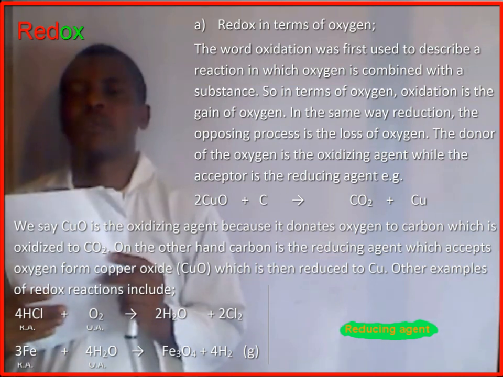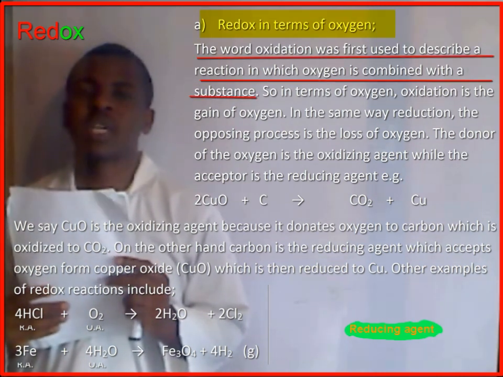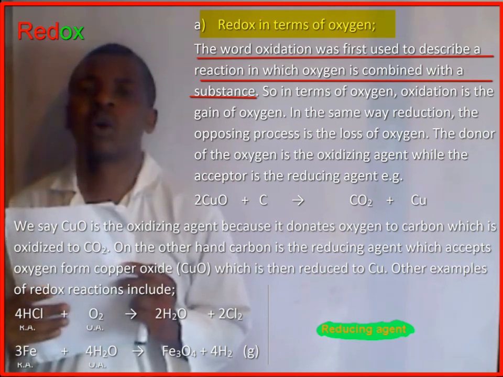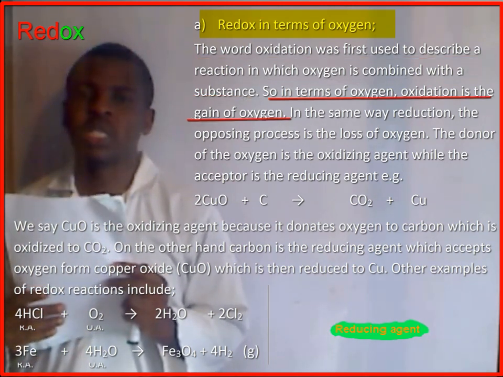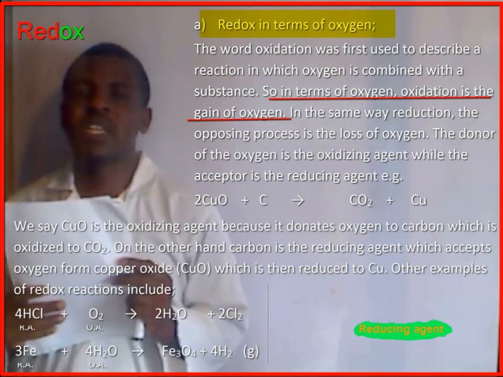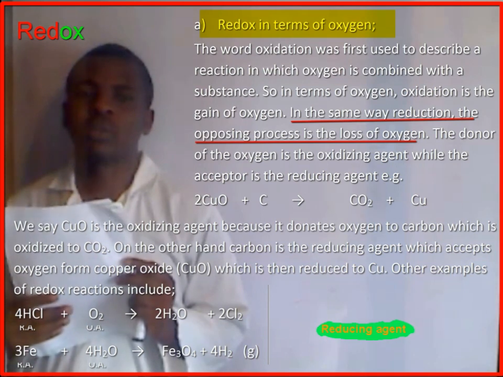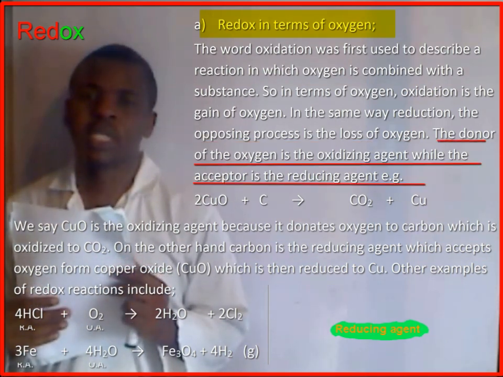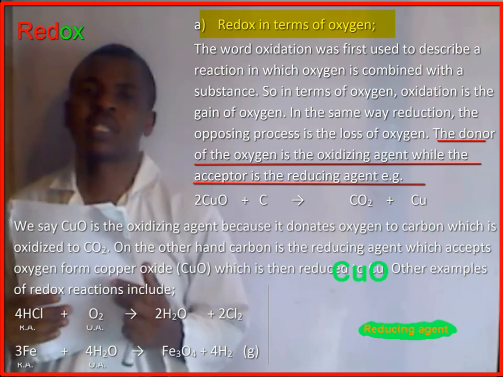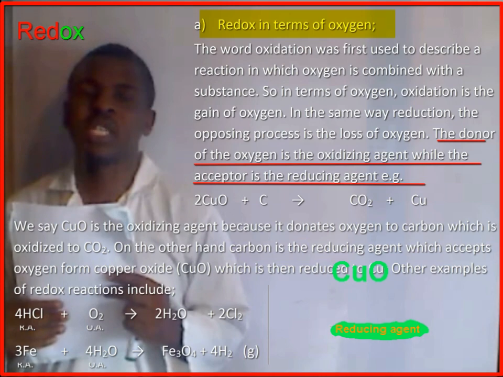Redox in terms of oxygen. The word oxidation was first used to describe a reaction in which oxygen is combined with a substance. So in terms of oxygen, oxidation is a gain of oxygen. In the same way, reduction, the opposing process, is the loss of oxygen. The donor of oxygen is the oxidizing agent, while the acceptor is the reducing agent.